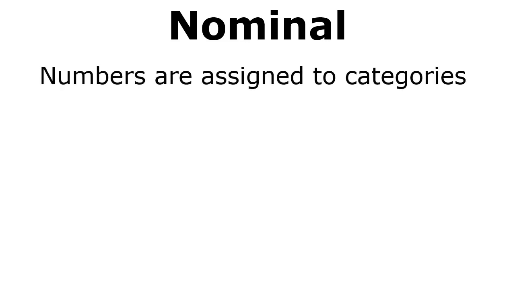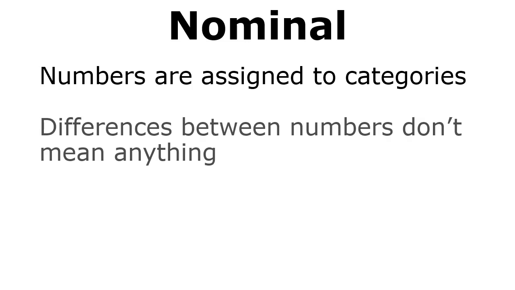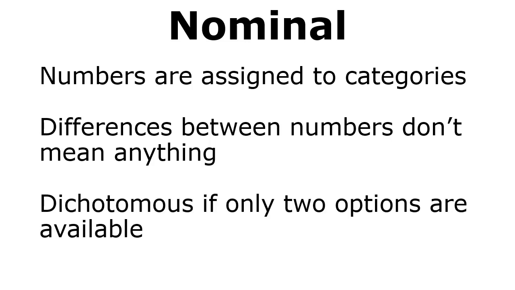First, there's nominal data. Now, nominal data reflects data where the numbers are assigned to categories. The differences between the numbers don't mean anything. That is, there's no mathematical significance in the numbers other than differences in categories. And if there are only two possible categories, then the nominal data is regarded as dichotomous. So let's take a look at some examples.